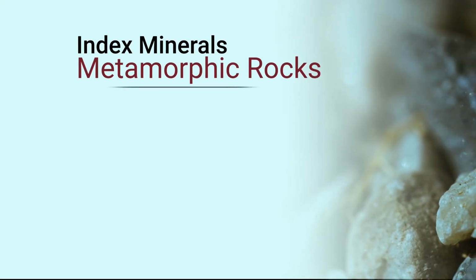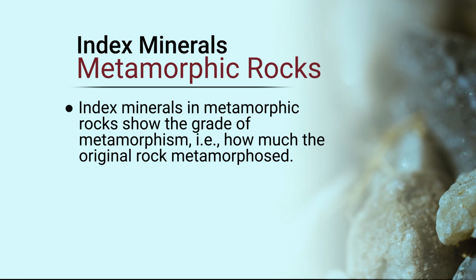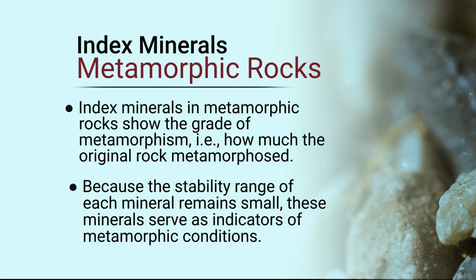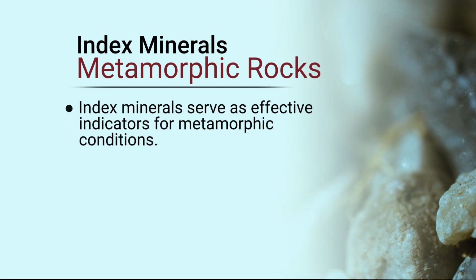Now, there are certain concepts which are called index minerals, and index minerals show the grade of metamorphism. That means how much the original rock has metamorphosed. And because the stability range of each mineral remains small, these minerals serve as indicators of metamorphic conditions. And indicator minerals serve as effective indicators for metamorphic conditions.